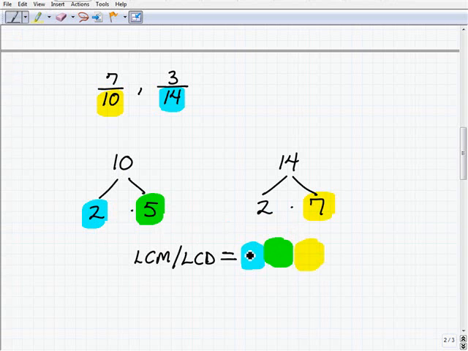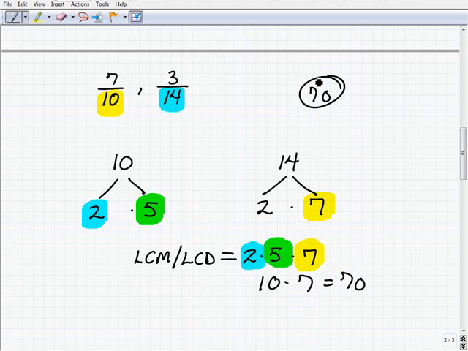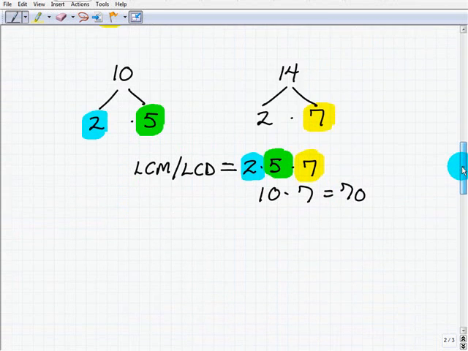Let's write those in. 2 times 5 times 7, or 10 times 7, is 70. So 70 is the lowest number that both 10 and 14 divide into. So 70 is our LCD. Okay, let's move on.